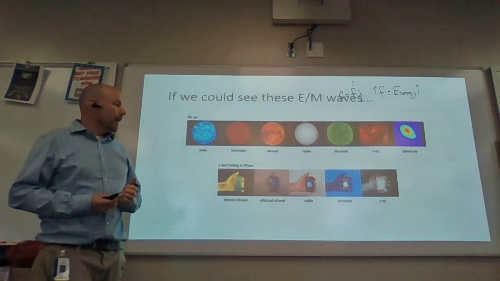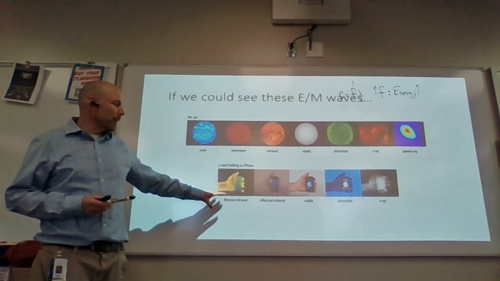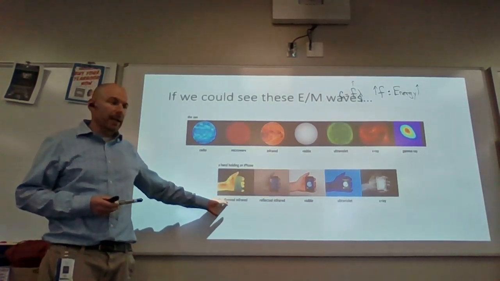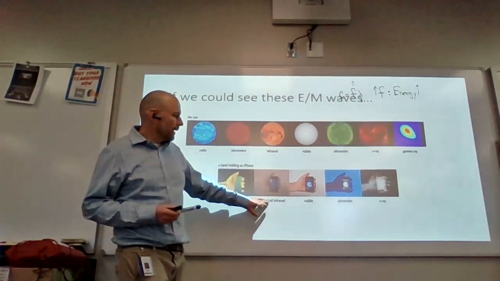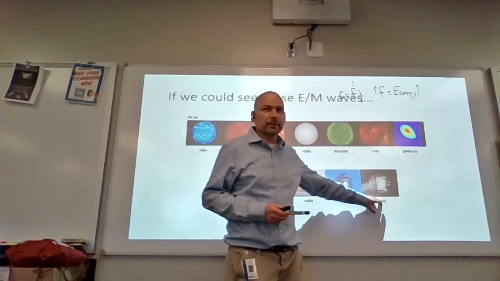Okay. And then this is what you get if you took a photograph with a thermal imaging camera: infrared that's reflected, visible light, ultraviolet that's reflected, and X-rays.